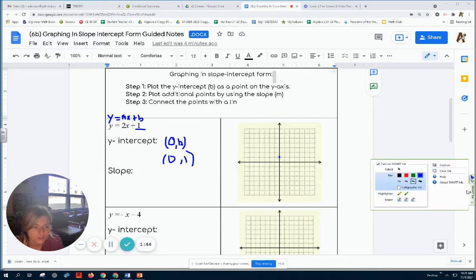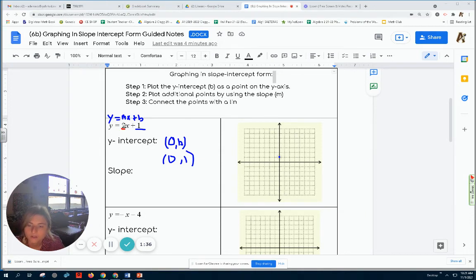Okay? Just to show you with using different colors, now we're going to find our slope. Our slope is the m. So 2 is our slope. So we would write this as 2 over 1, and remember it's rise over run. We're going up because our 2 is positive, and we're going right because our 1 is positive. So we would go up 2, and over 1, right?